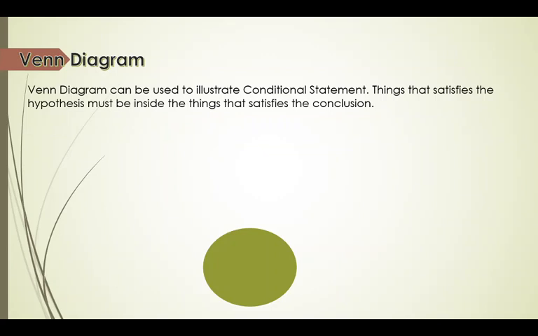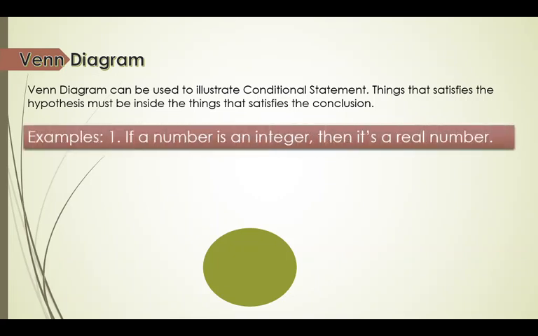Now, Venn diagram. Venn diagram can be used also to illustrate conditional statement. Things that satisfy the hypothesis must be inside the things that satisfy the conclusion. Okay, pag-aralan natin ang example na to. If a number is an integer, then it is a real number. From this statement, ang ating hypothesis is a number is an integer. And in our conclusion, then it is a real number.